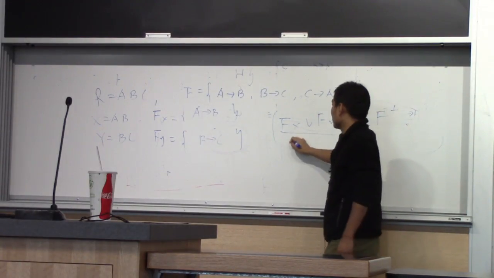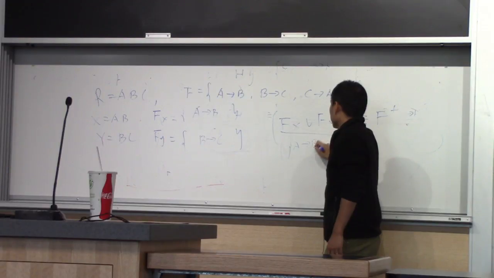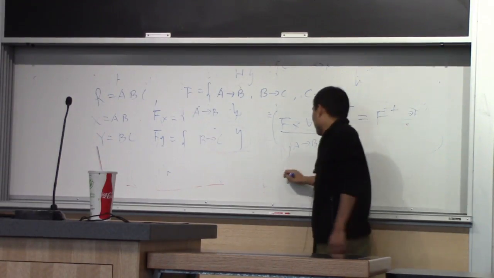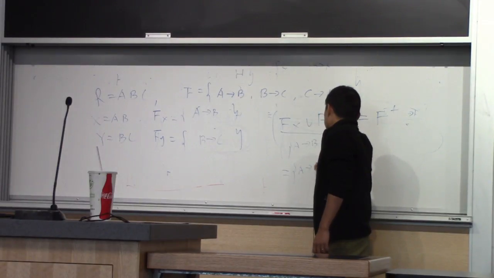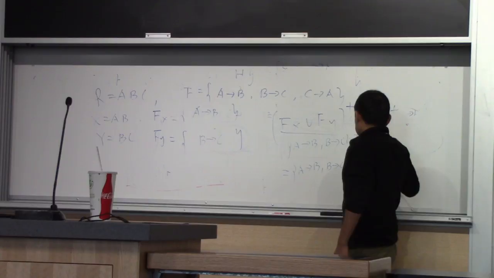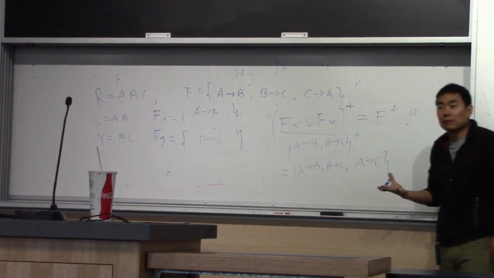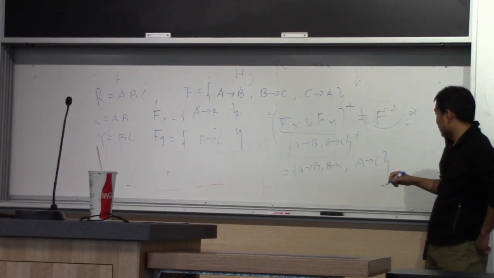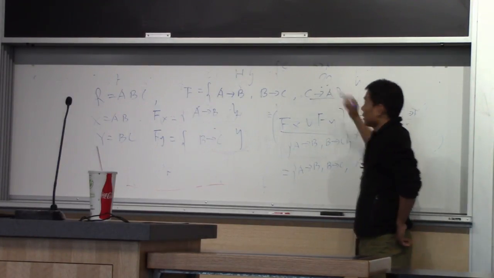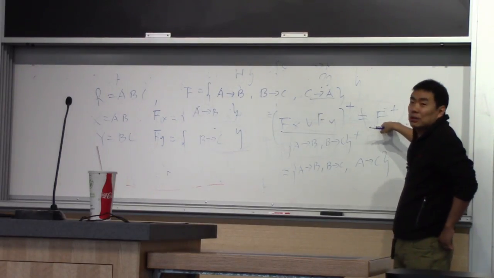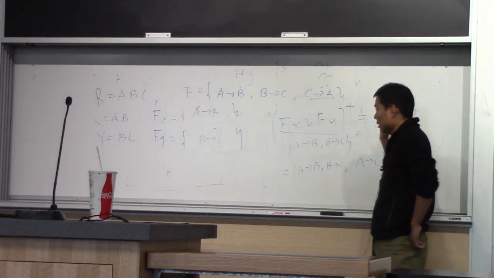Obviously not, because this only gives you A determinant B, B determinant C. The union of this is A determinant B, B determinant C. And the closure of that is simply A determinant B, B determinant C, and A determinant C. That's it. There's no more you can infer. That's clearly not equal to the closure of F. For example, C determinant A is already missing. You don't even have to check F closure, just check F. This is already not the same.